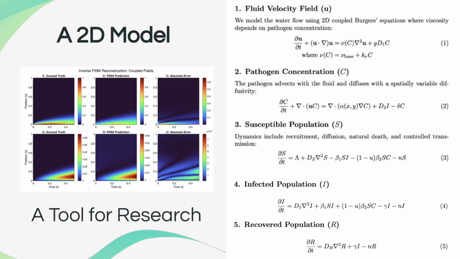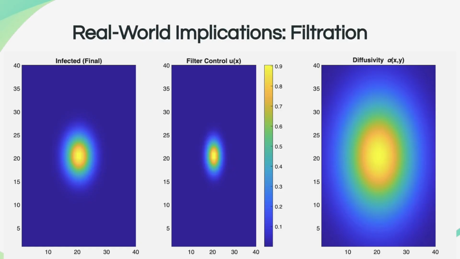By using this as a tool for research, we've achieved capabilities beyond that of a student without a coding barrier. Now, we even take that a step further by applying a problem of optimal control outside PINNLab, and we get real-world implications from filtration. Effectively, this is telling us where is the optimal place to put a filter in.